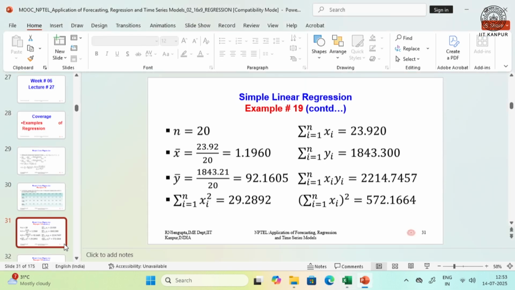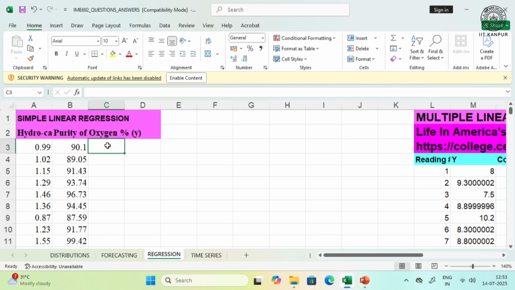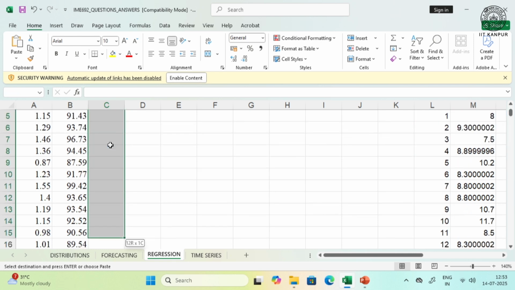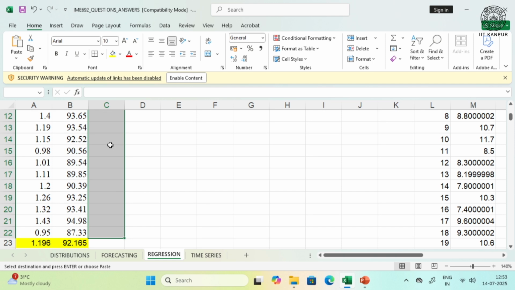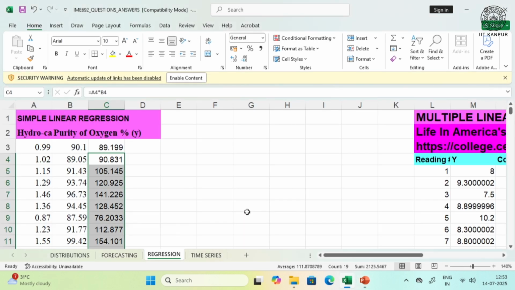Now, in the formula, you need to find out these. First is xi into yi, multiplied, and summed up. Let us go one by one. In column C I will multiply xi and yi. These are the values. And what do I do? The first term on the right hand side on the numerator is the sum of xi into yi. So I sum them up.